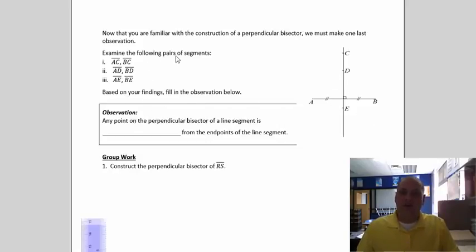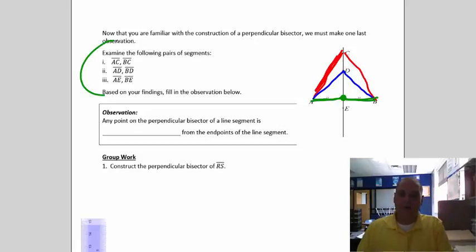Based on your work, examine the following pairs of segments, AC and BC. So let's do that. Okay, so examine the segments. AC with BC. AD with BD, and AE and BE. And I freehanded those. Just wanted to color them for you. So that's what they're talking about here, the comparison red to red, blue to blue, green to green, okay? Based on your findings, fill in the observations below.